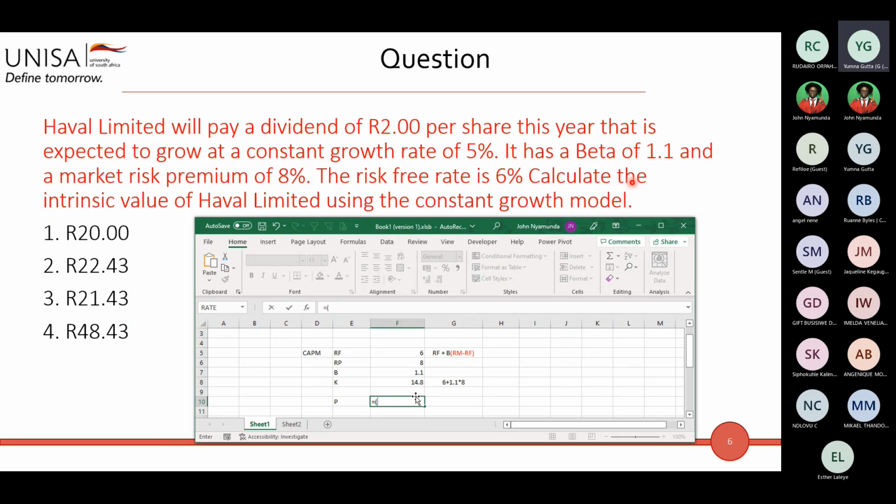Okay. So now we are solving the price. Price is equal to 2 times 1.05, divided by 0.148 minus 0.05.